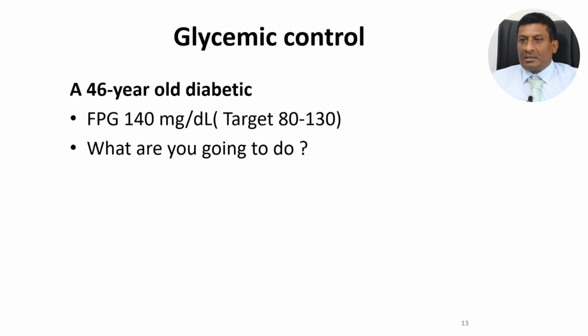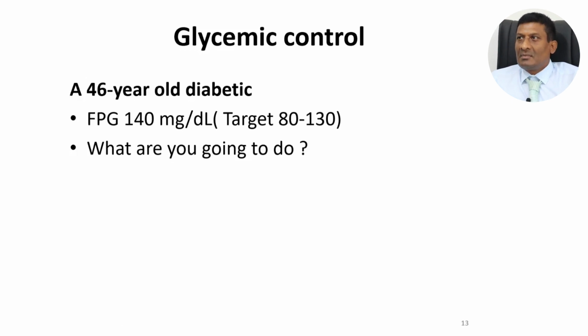Okay, we are still with the same patient. Your patient has a fasting plasma glucose level of 140, and you know the target value for good glycemic control is between 80 and 130. What are you going to do in this patient? I will give you a few seconds to think.